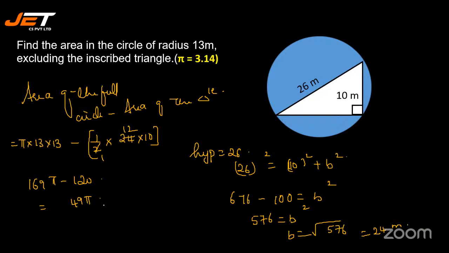So pi, we are taking it as 3.14. So 3.14 into 49 will be 153.86 meter square, because they are asking us the area. All right. So quickly move on to the next sum.